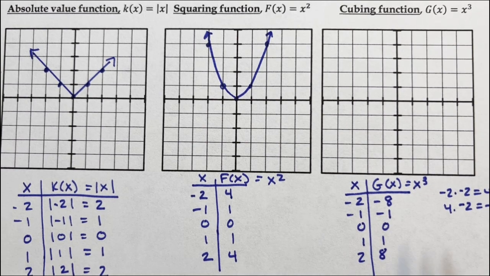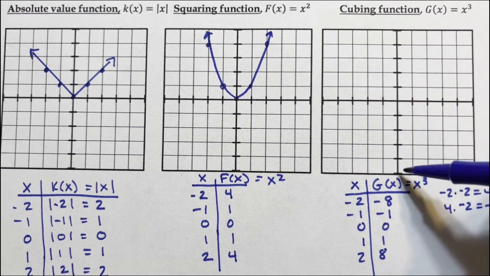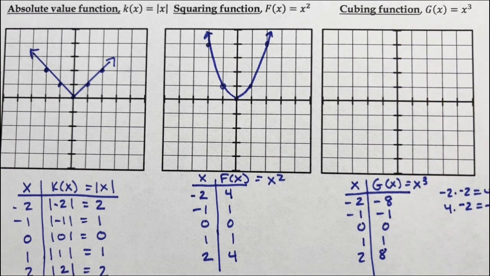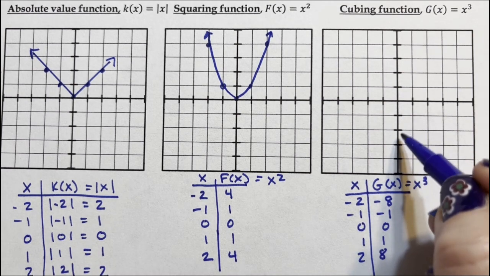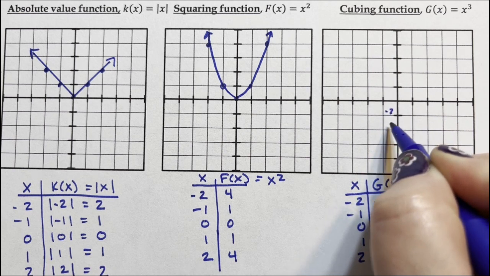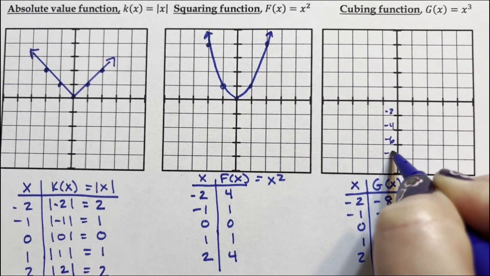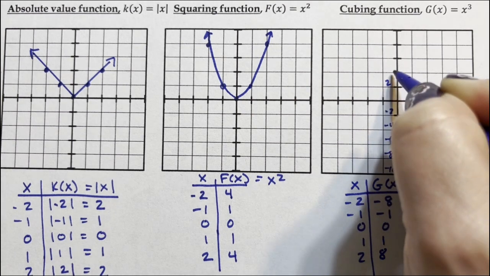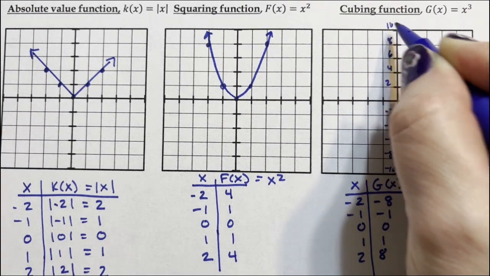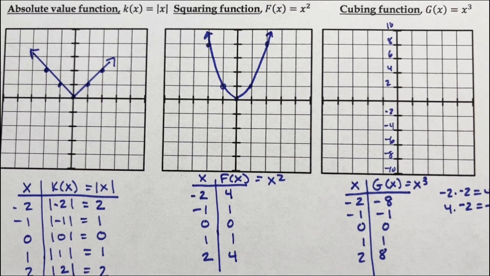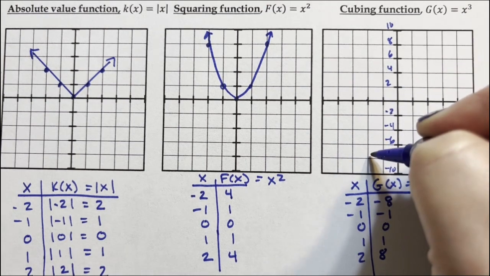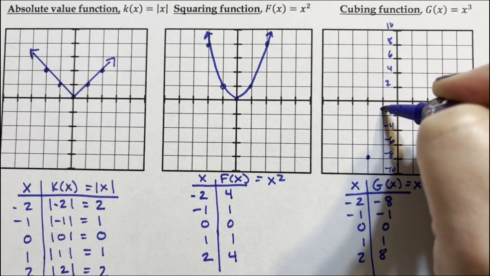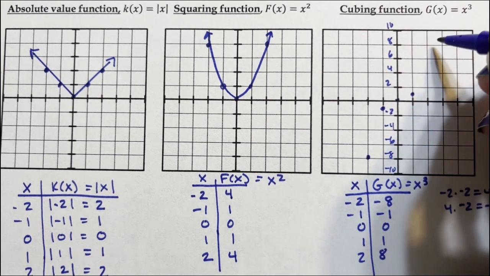Because I'm going all the way to 8, I'm actually going to rescale my outputs so I can get this all graphed, because my graph only goes 1, 2, 3, 4, 5. So I'm going to say that this is -2, this is -4, -6, -8, -10, 2, 4, 6, 8, 10. An unmarked scale is assumed to be 1. So my input is staying at a scale of 1, whereas my output is being doubled. So -2, -8, -1, 1, 0, 0, 1, 1, 2, 8.